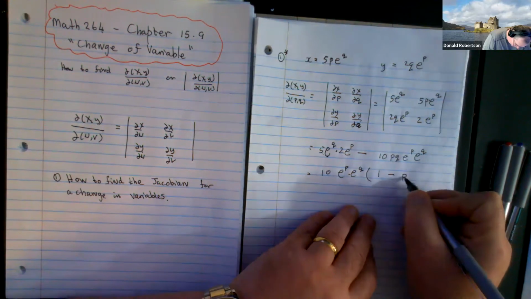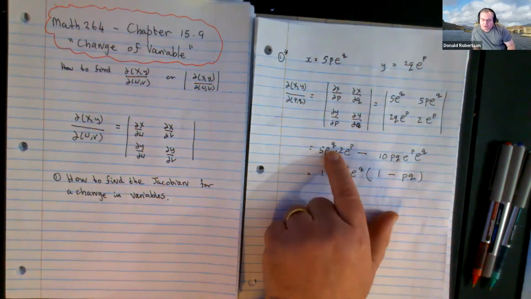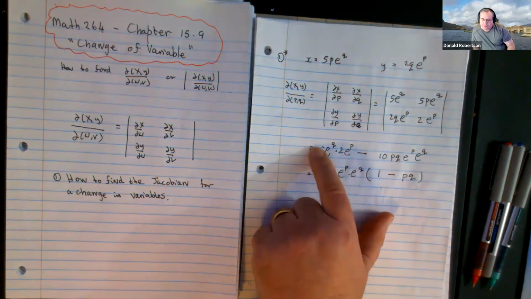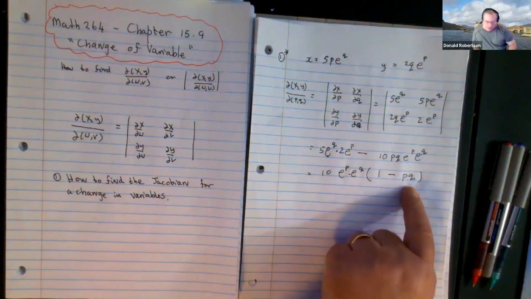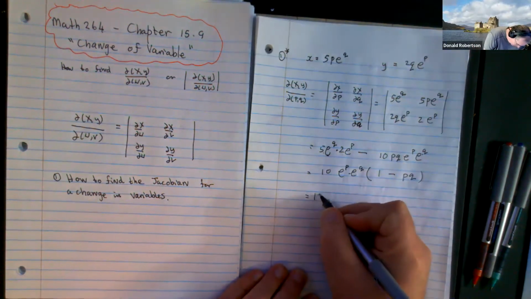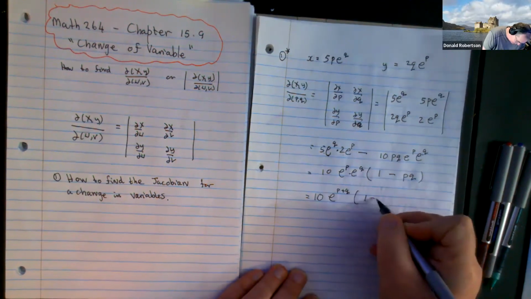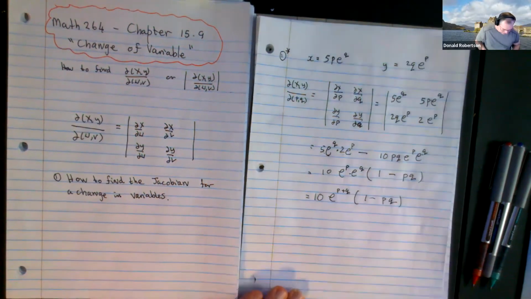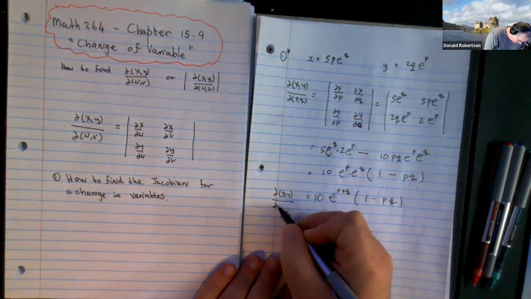1 take away pq, agreed? Just tidying up. So I'm pulling out an e to the p and e to the q, and I'm pulling out a 10 as a common factor. That's all used up, and there's a pq left here. And now I've just noticed it. Slight improvement. It looks better if you combine the two e's together. And so we have finished finding the Jacobian.